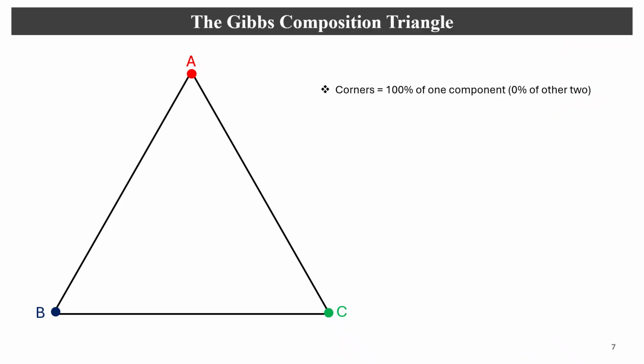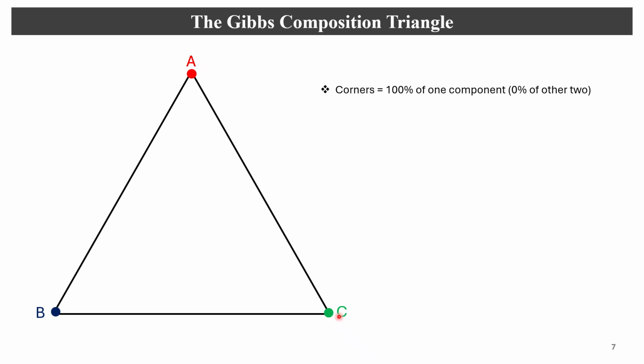Now let us see how to read the composition in this equilateral triangle. By this time, we might have understood that these corners represent the pure components. That means the point at this corner A, this red dot, represents 100% A. That means B and C are 0 here. That means this point is B 100, A 0, C 0 because this is at the B corner. Similar is the case for this point. It is C 100, A 0, B 0.